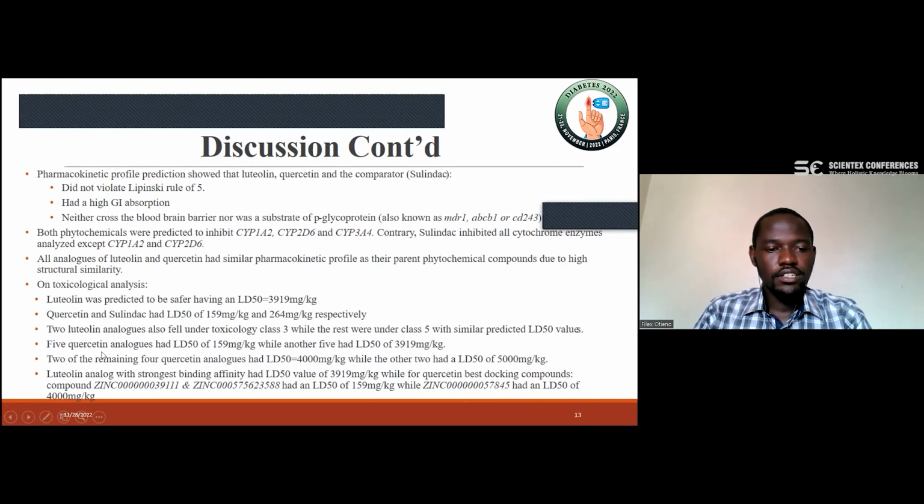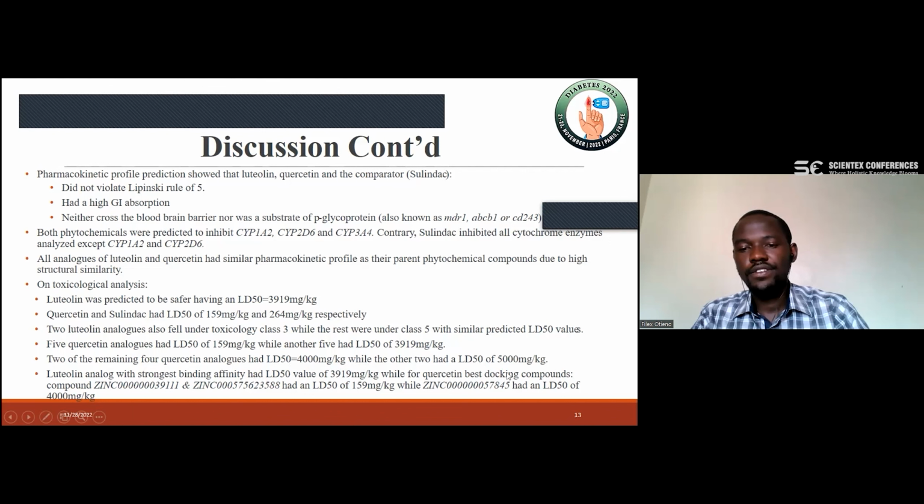5 quercetin analogues out of the 14 had an LD50 of 159, which is quite low, while another 5 had an LD50 of 3919, which is quite high. Then 2 of the remaining analogues had an LD50 of 4,000 milligrams per kilogram, while the other 2 had an LD50 of 5,000. So the higher the LD50, the safer the compound is predicted to be.